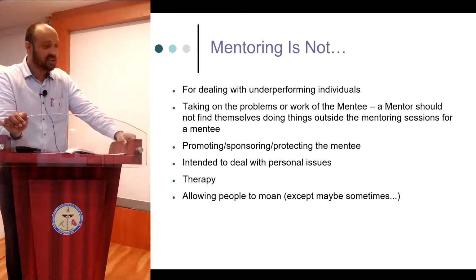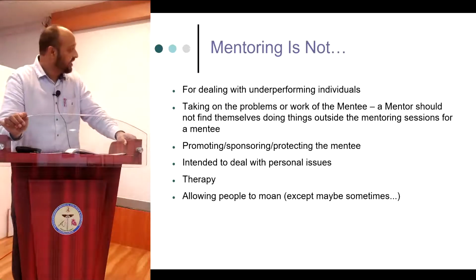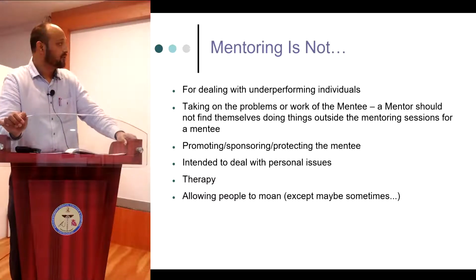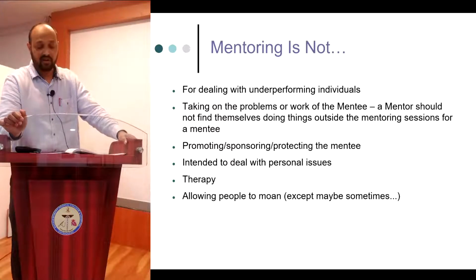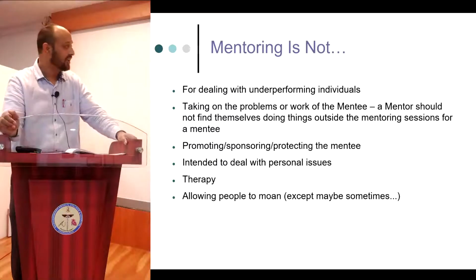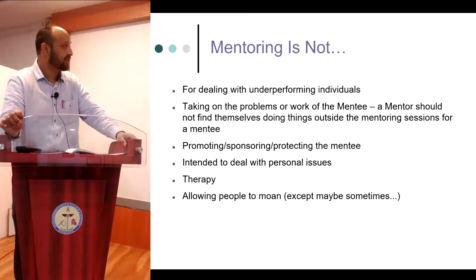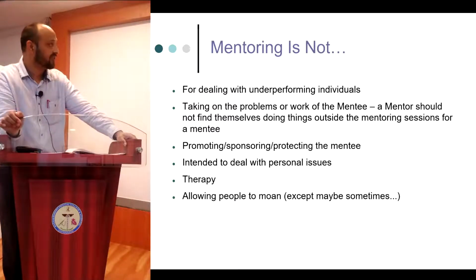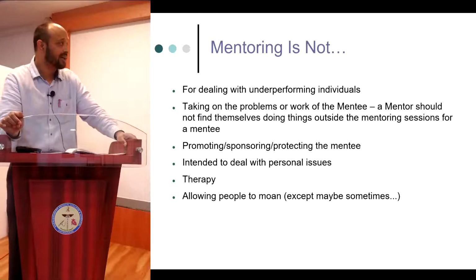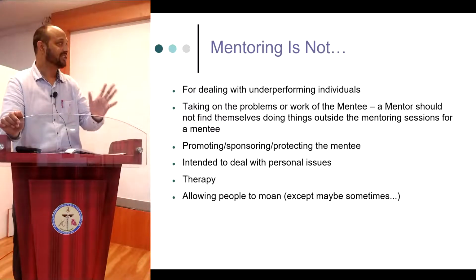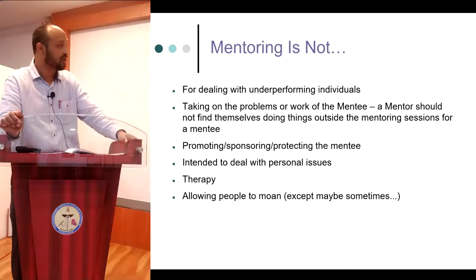Next, the mentor should not take on the work of the direct mentee. The mentor should not find themselves doing things outside the mentoring session. In the mentoring session only, all problems should be solved.